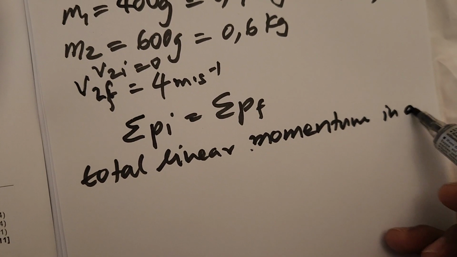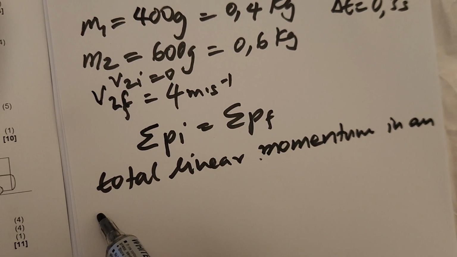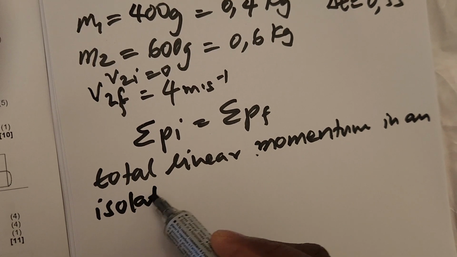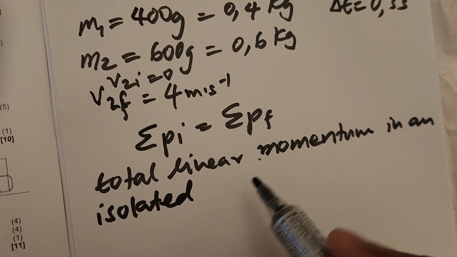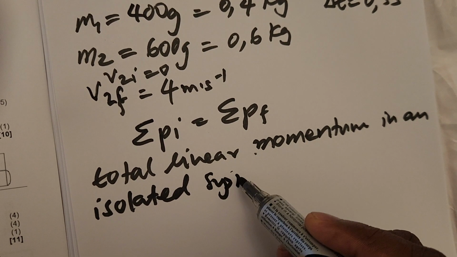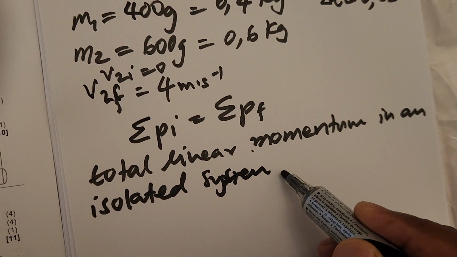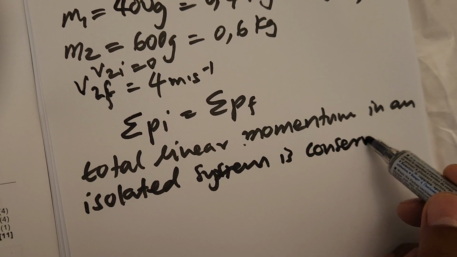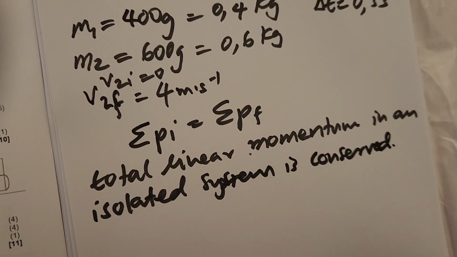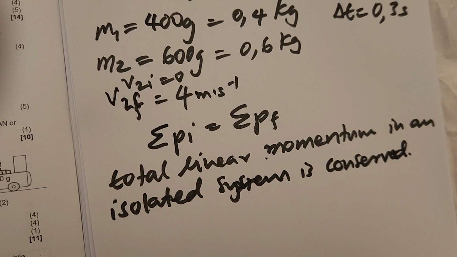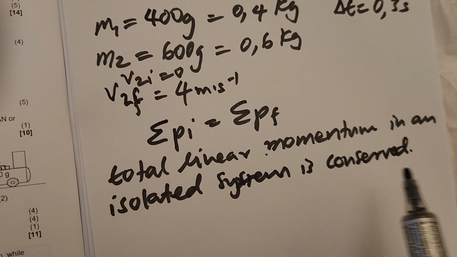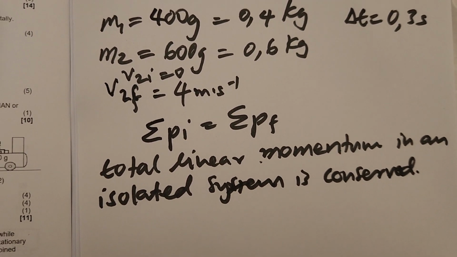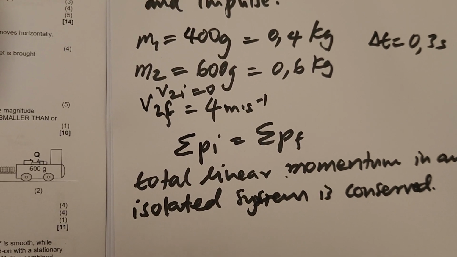in an isolated system. Remember, we said you can start with the isolated system, you can finish with it, or you can put it in the middle. In an isolated system is conserved. Or in an isolated system, the total linear momentum is conserved, or the total linear momentum is conserved in an isolated system. So it depends, as long as the 3 keywords are there. That's the first one, which is your 5.1.